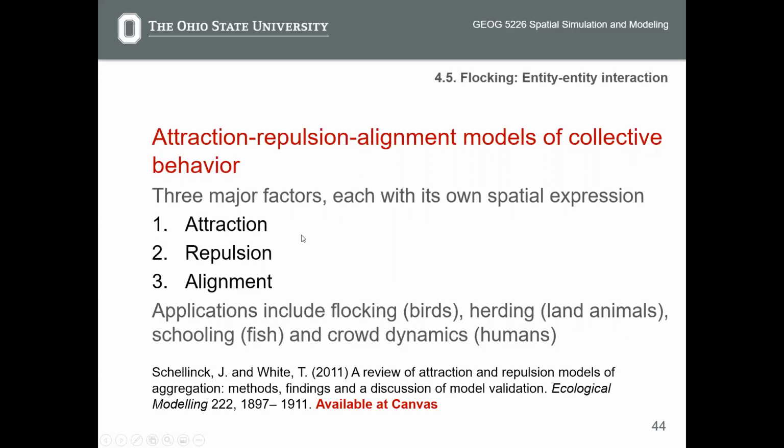There are three major factors, each with its own spatial expression. Attraction, to make sure that individuals are not too far away from each other. Repulsion makes sure that individuals are not too close to each other. Alignment makes sure that individuals are moving along not exactly the same direction, but in general the same direction.